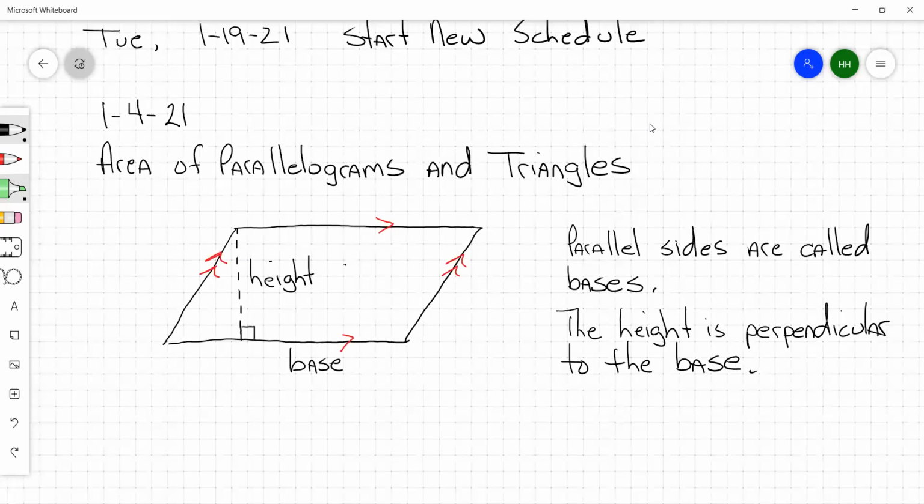That same height could be over here, right? Sometimes it's given outside the shape. This could also be the height.